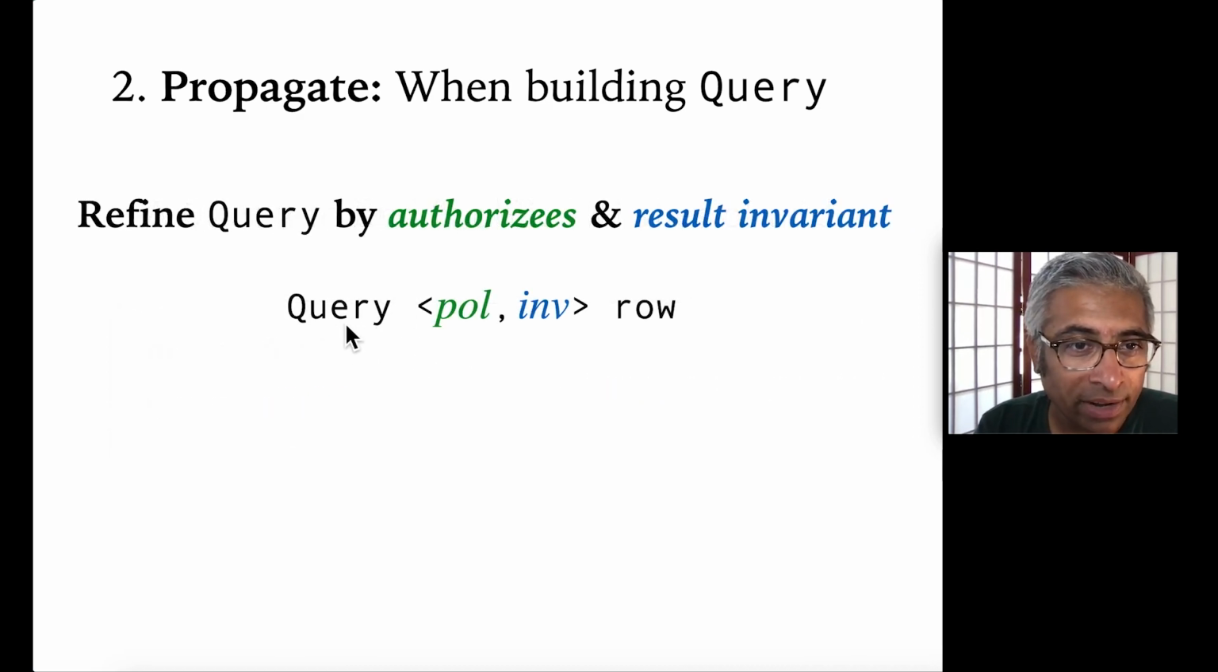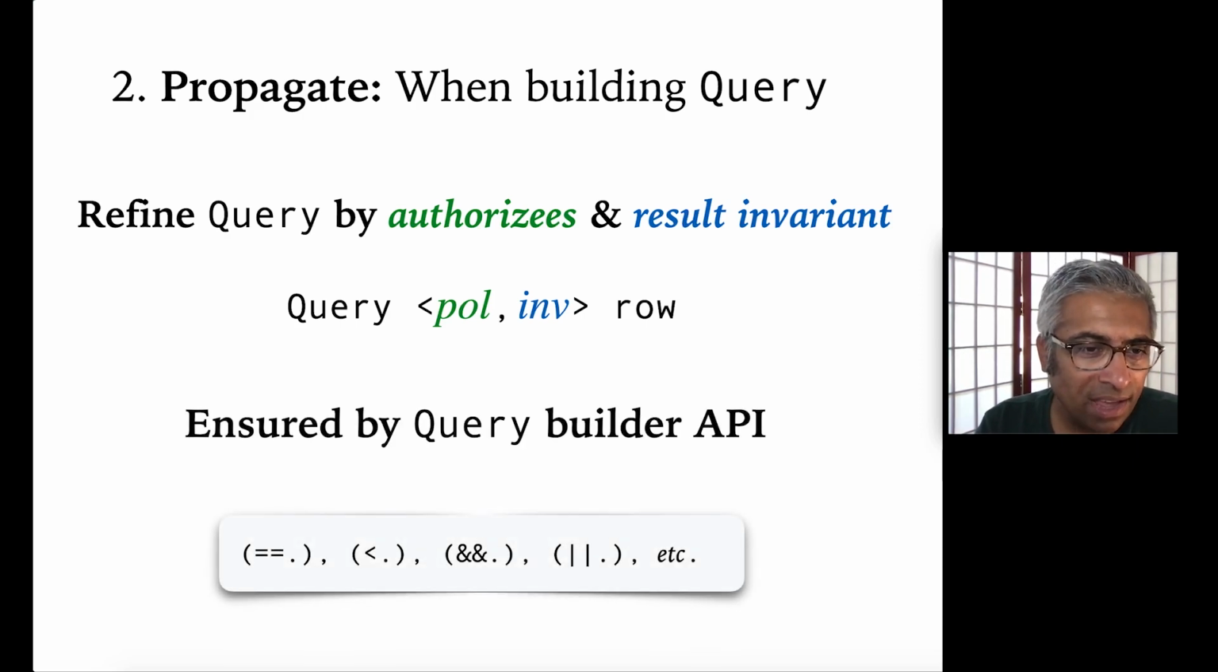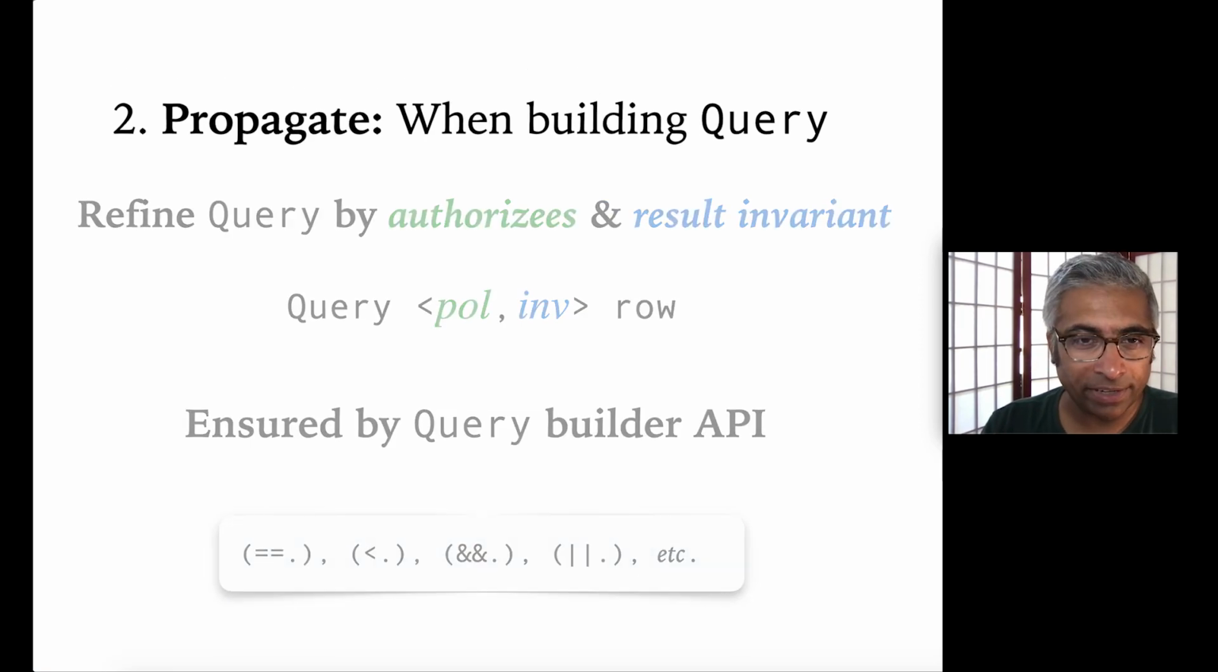So specifically, we're going to index query with two predicates, one called Pol, much like the Pol for the field, which denotes the authorizees, who is allowed to see the results of this query. And we're going to get this from the sub-queries of that particular query. And second, an invariant that describes all the rows that are returned by that particular query. For example, does this query return rows that are public or private or whatnot? And our API for equals and less than and or and so on and so forth carefully track the policies and invariants of the subqueries to build up the policies and invariants for the superqueries.